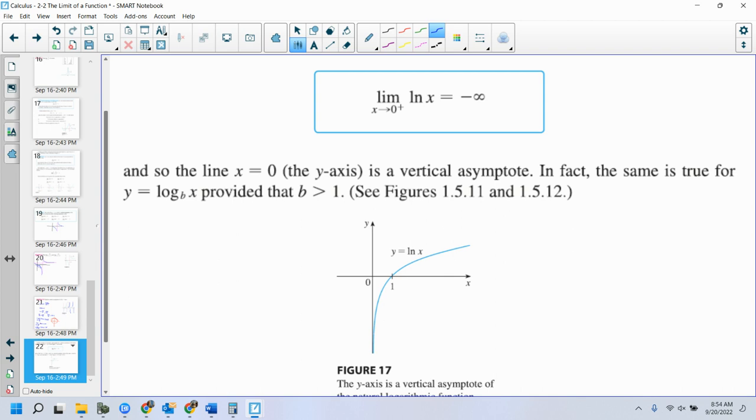All right, that's all we have for the notes for section 2.2. I'm going to let you work on your homework the rest of the period. Sound good? There you go.